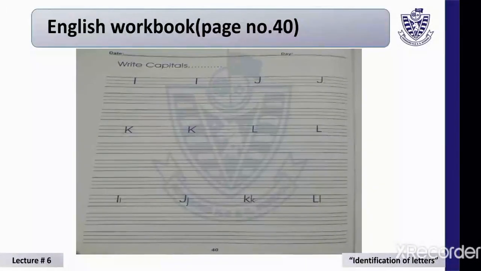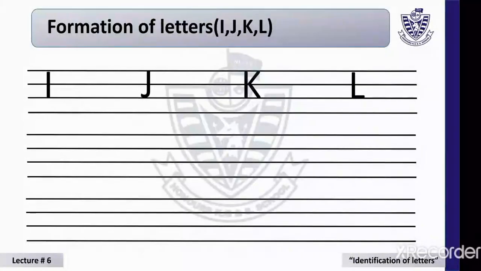Now turn to page number 40. Formation of letters I, J, K, L. Put your pencil on first line and make a straight line and stop it on third line. The next letter is J. Put your pencil on first line and make a straight line and slanting line with curve. It will become J.